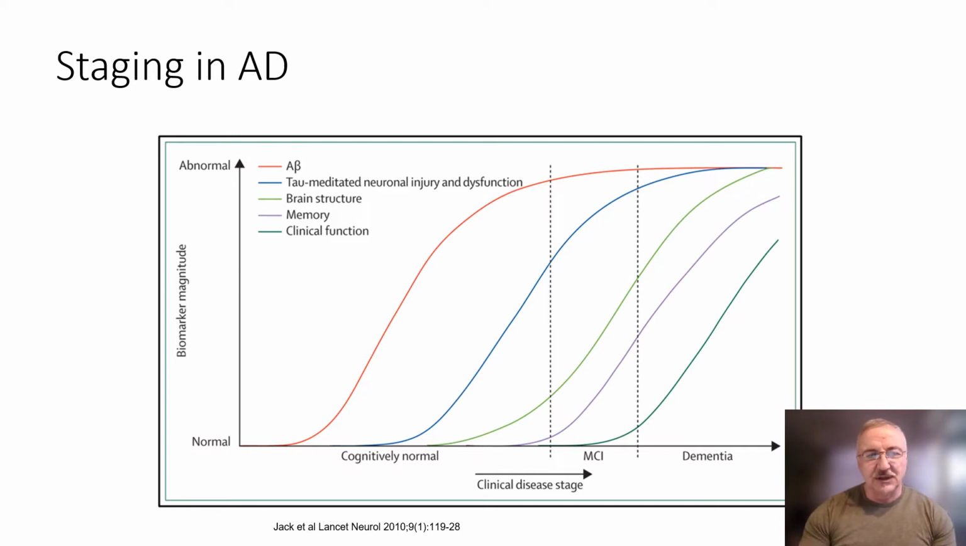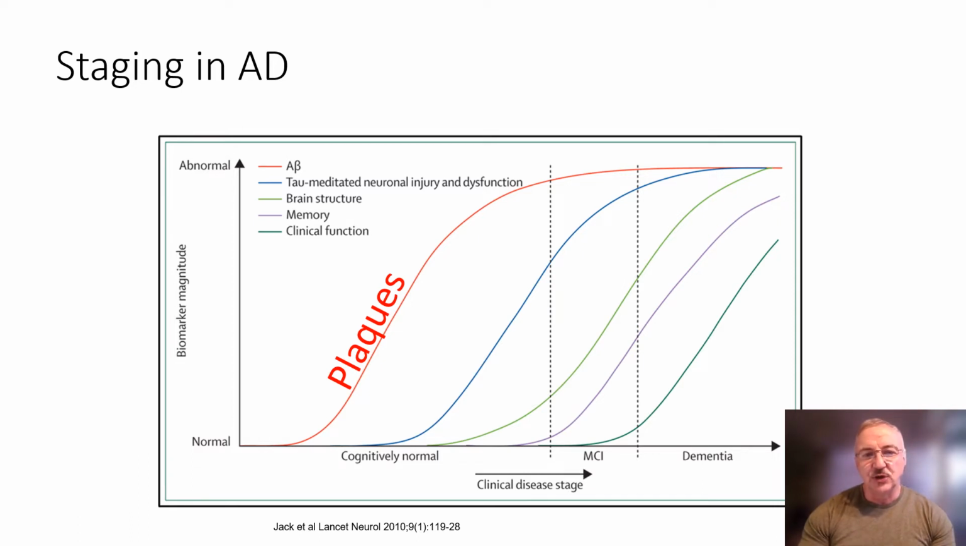And really, you can see along the bottom axis that we see cognitively normal people, and then we have a stage called mild cognitive impairment, and then we progress to clinical dementia. And what we see, or the proposal in this model, which has turned out to be useful, is that very early on in the disease, we get the deposition of amyloid beta plaques. So these neuritic plaques that we talked about in the previous lecture.